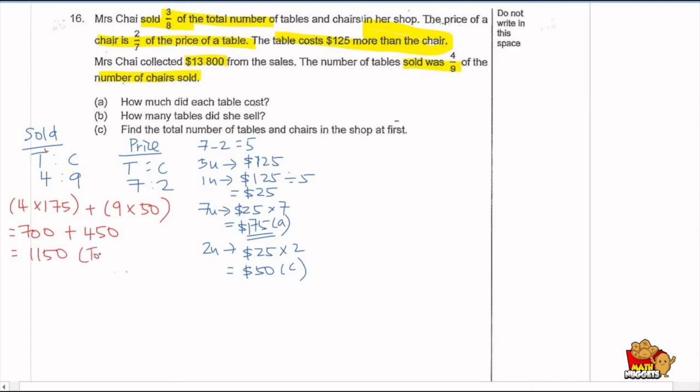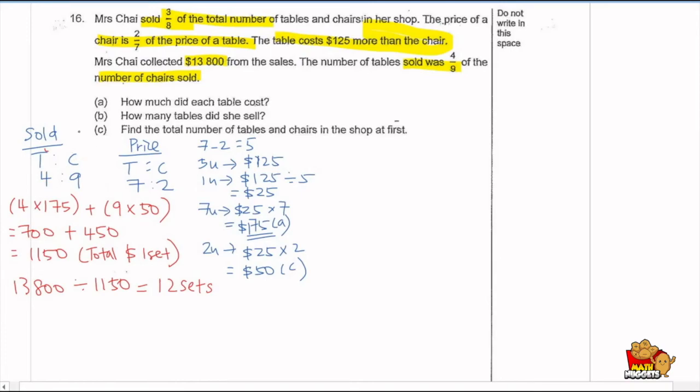This is total for one set. She collected a total of $13,800. So let's find out how many sets she sold. This tells us that she sold 12 sets.